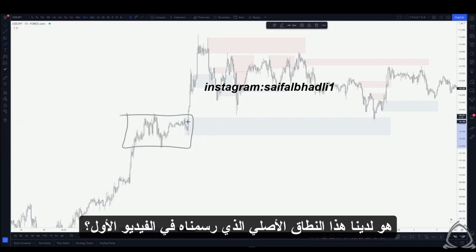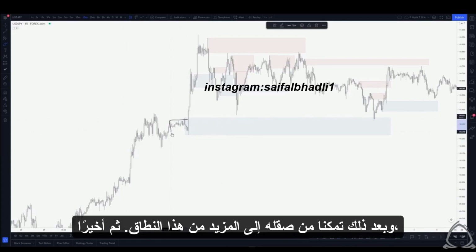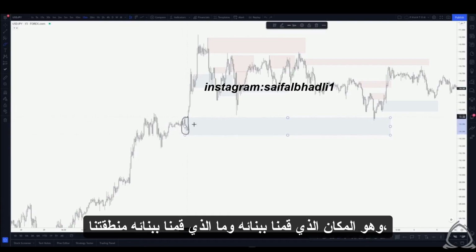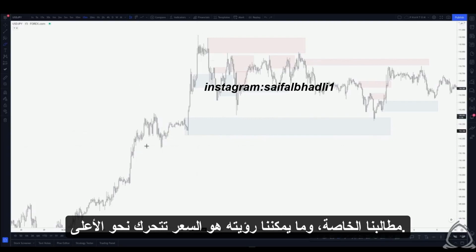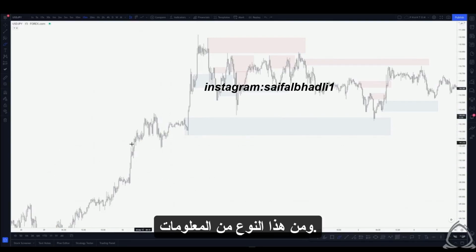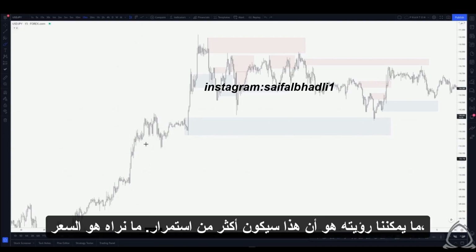range that we mapped out in the first video, and then we were able to refine it to more of this range, and then finally this actual pivot, which is what we based our demand zone off of. And what we can see is price is moving to the upside. And from that information, what we can see is that this would be more of a continuation.